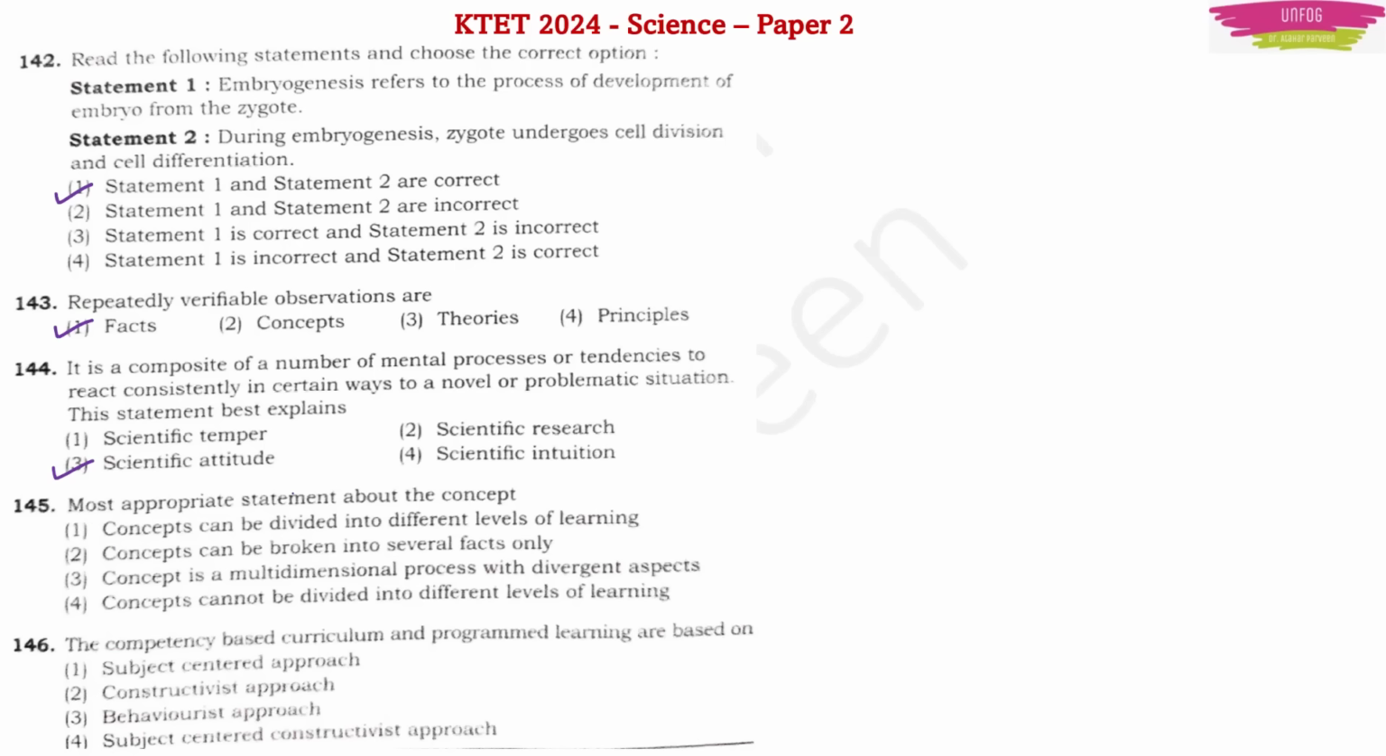Next question. Most appropriate statement about the concept. If you see the options: concepts can be divided into different levels of learning; they can be broken into several facts only; it is a multidimensional process with divergent aspects; they cannot be divided into different levels of learning. So the correct option is that it is a multidimensional process with divergent aspects.